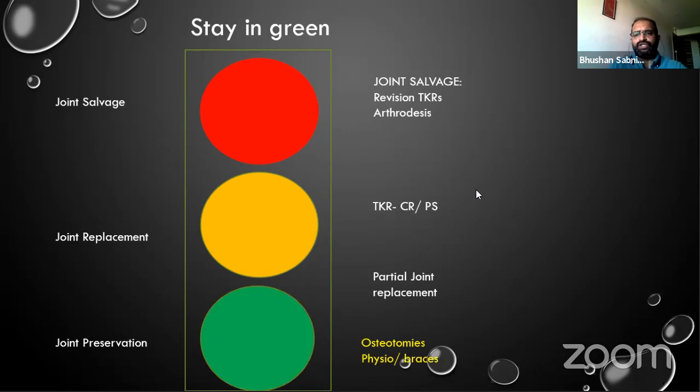The partial joint replacement can be considered both in yellow and green zone, because depending on your mindset, you can think of it as a joint preservation or you can think of it as a joint replacement.